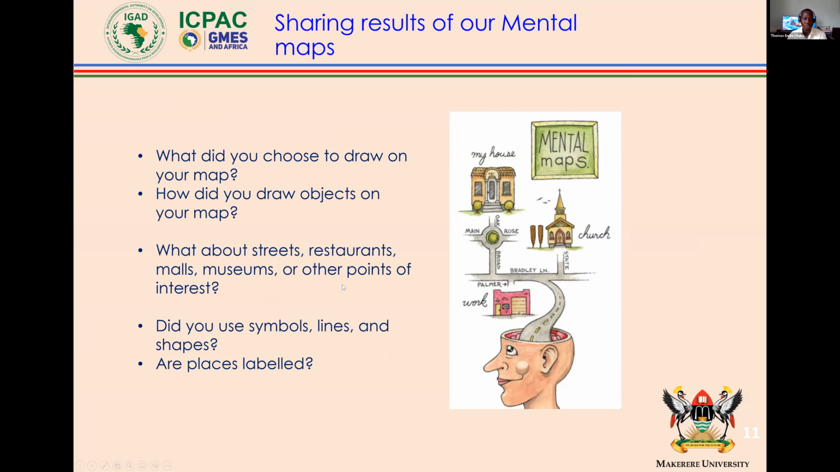What about streets, restaurants, malls, museums, or any other point of interest? We see that some of you really indicated those catchy areas. You didn't draw all the buildings you would meet along the road, but you drew those catchy buildings that, even when somebody asks you the direction to your home, you would explain that, okay, when you reach this mall, turn right or take your left.